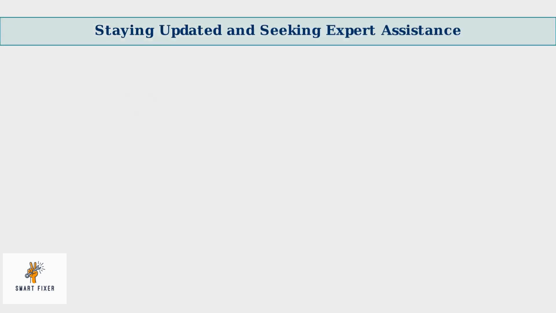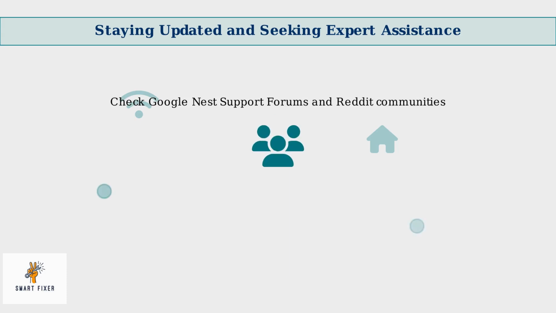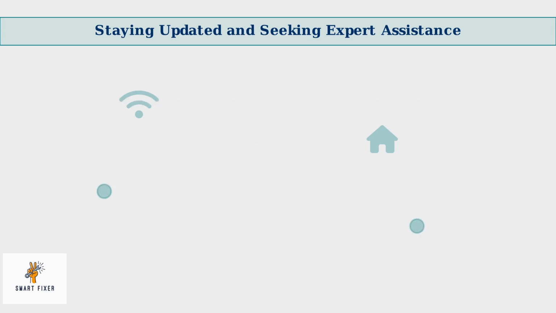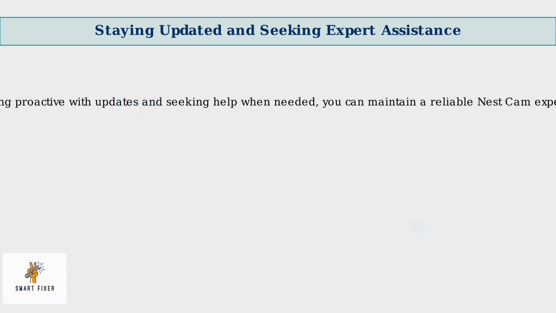To ensure your Nest Cam continues working smoothly, keep your Google Home app and Nest Cam firmware updated. This provides the latest fixes and improvements. Regularly update both to access the latest security patches, bug fixes, and new features. Browse user-reported solutions and tips in online communities for additional troubleshooting ideas. If issues persist, reach out to Google support. They can run remote diagnostics and provide tailored solutions. Following these steps helps ensure your Nest Cam remains secure and functional for years to come.